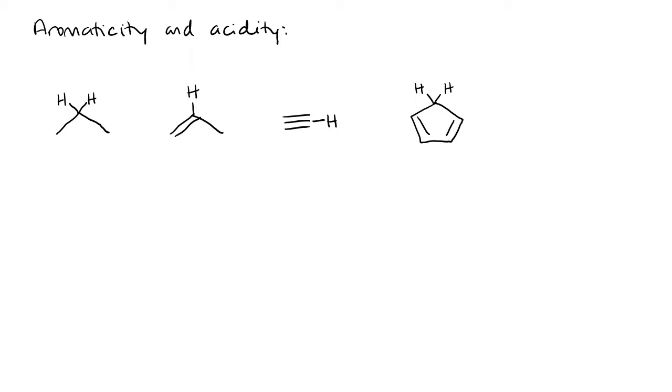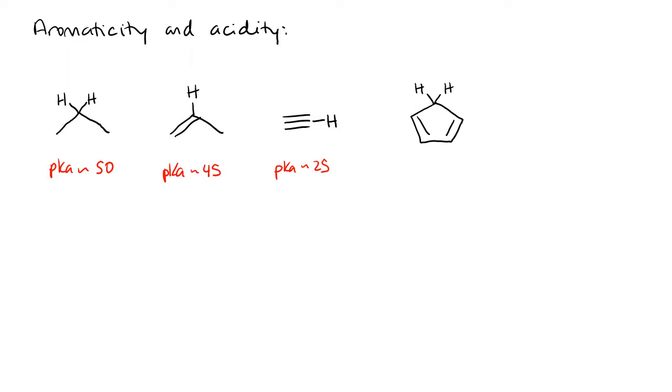Now when they are attached to sp3 hybridized carbons, they have a pKa of about 50, which is the least acidic type of hydrogens we have. Now if they're attached to sp2 hybridized carbon, it has a pKa of about 45, so a little bit more acidic. Now when it's attached to an alkyne, an sp hybridized carbon, it has a pKa of around 25, which is really one of the more acidic types of hydrogens attached to a carbon.